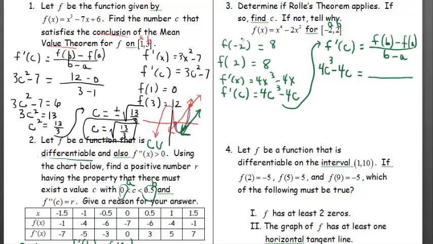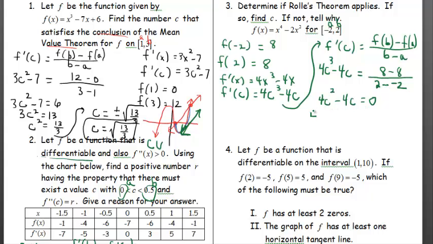Okay, b and a, again, this is a, this is b. So 2 minus -2, subtract the y values on top. Okay, we know that's going to be equal to 0. 0 over 4, which is just 0. Did I have to go through all this? No, I could just say it's equal to 0.